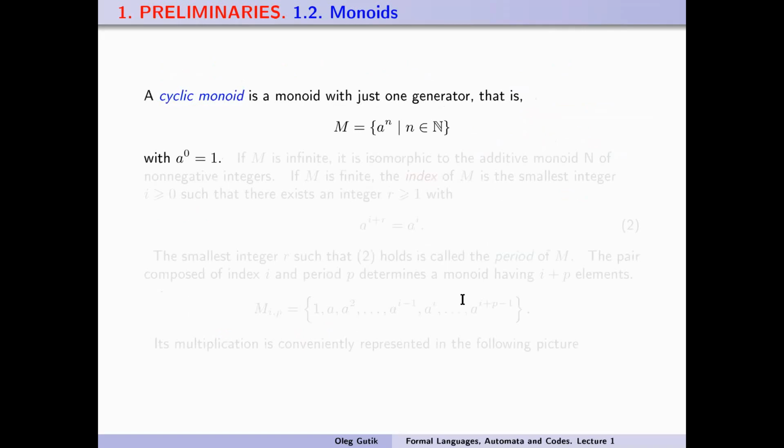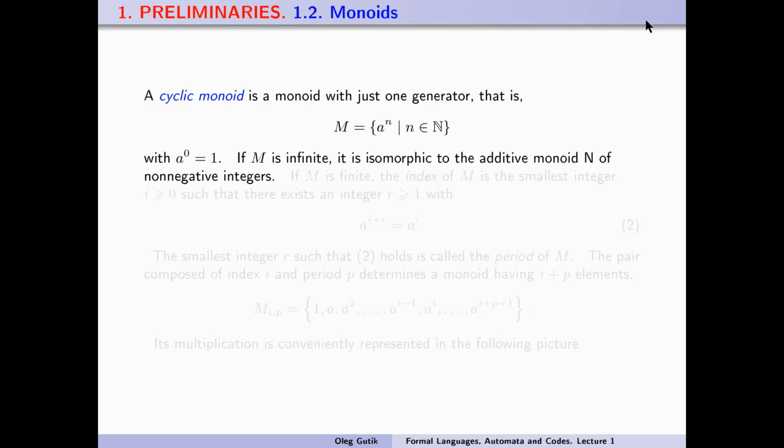What is a cyclic monoid? If we have a monoid M with the property that all elements of the monoid M have the form a to the power n, where n is from the set of non-negative integers, and a to the power 0 is equal to 1, the neutral element of M, then we say that M is a cyclic monoid.